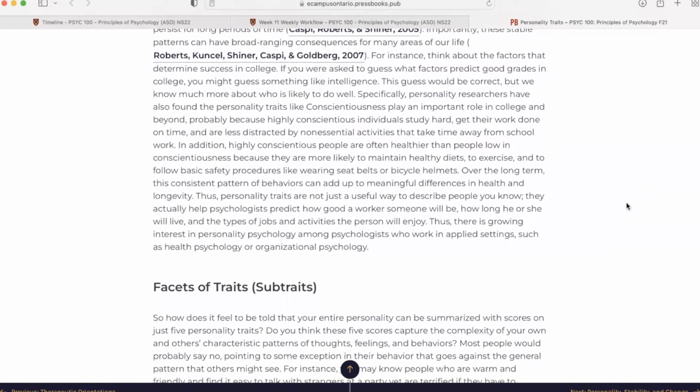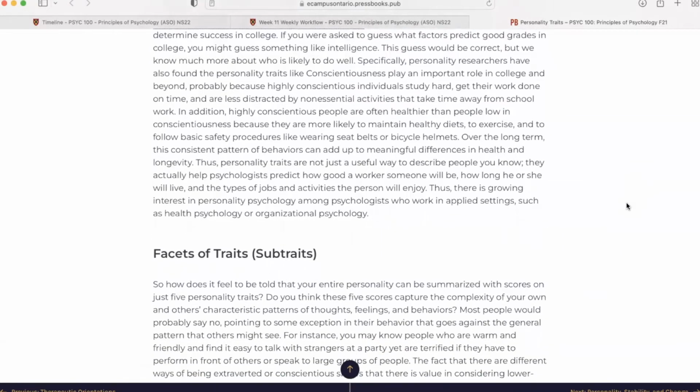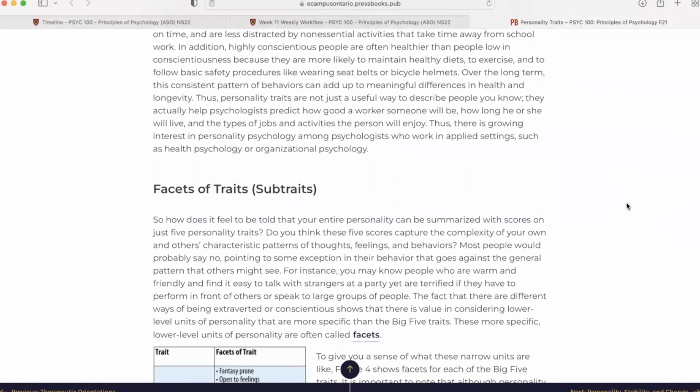Thus, personality traits are not just a useful way to describe people you know. They actually help psychologists predict how good a worker someone will be, how long he or she will live, and the types of jobs and activities the person will enjoy. Thus, there is a growing interest in personality psychology among psychologists who work in applied settings such as health psychology or organizational psychology.